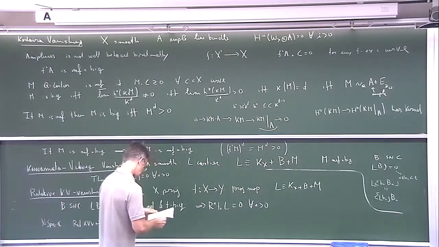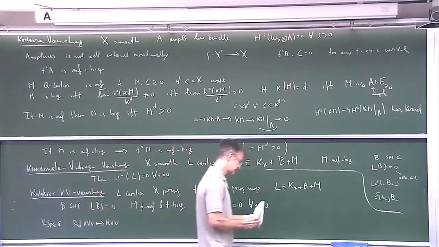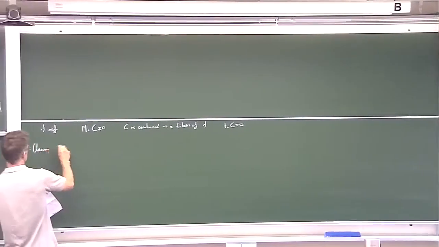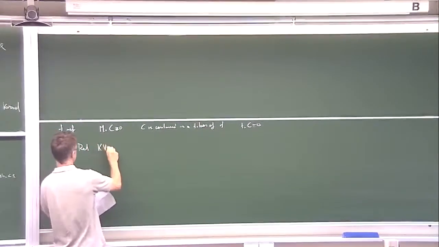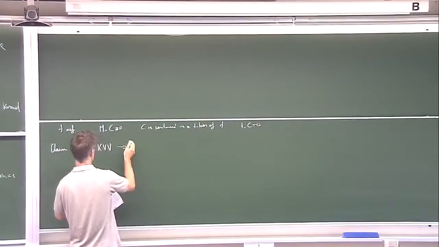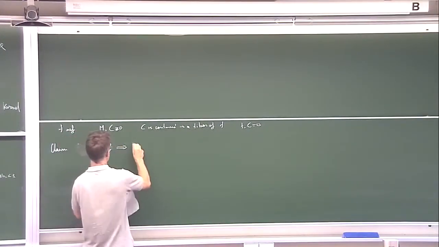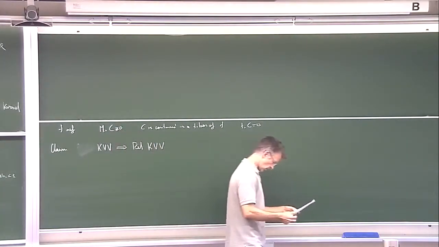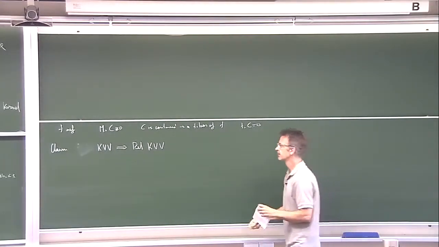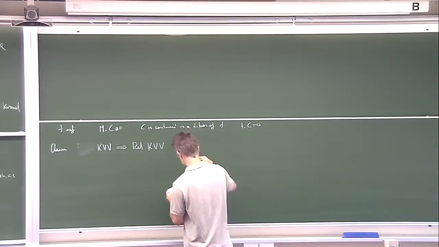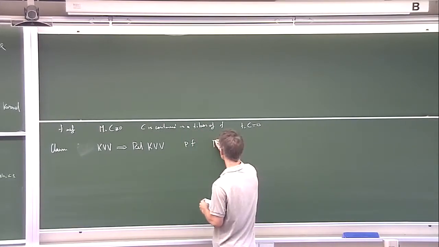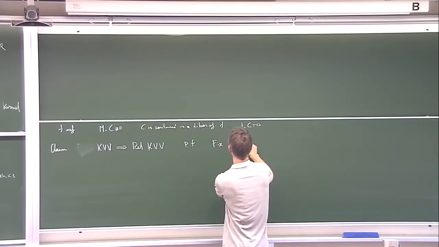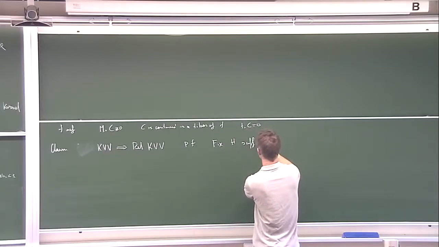OK? So maybe since it's very easy, let me show you that the usual version implies the relative version. This is very easy. So let's fix H a sufficiently ample Cartier divisor on Y.